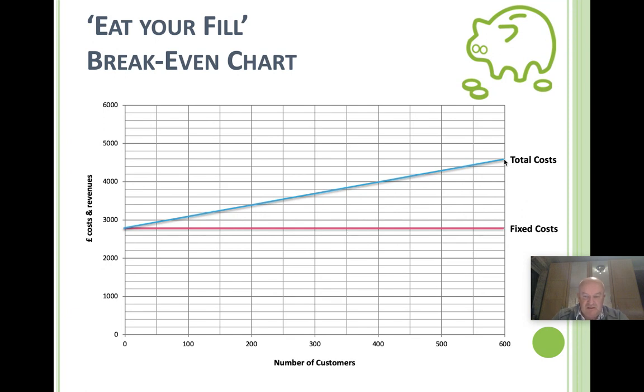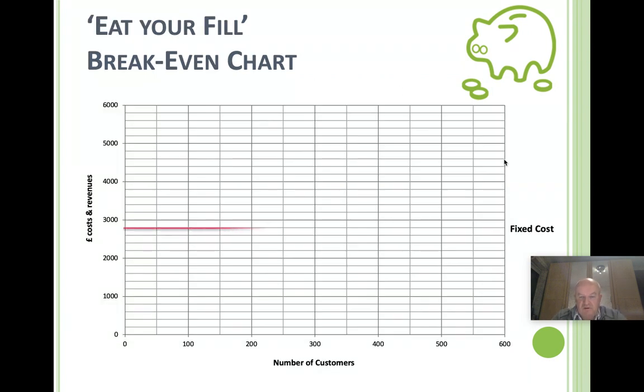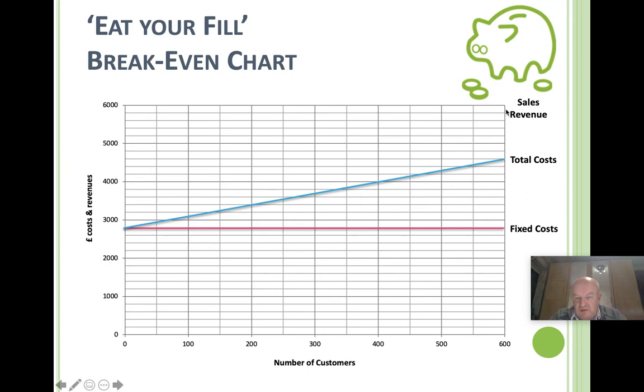Okay. Now the next thing we're going to do is draw in our sales revenue. Our sales revenue, let's just flick back again, is £10 per customer. Okay, so average revenue earned per customer is £10. So you should be able to calculate our revenue line. At 600 units, we've said it's £10 per item, so we know that sales revenue figure is going to be £6,000. So there's the point at which we would finish our line.